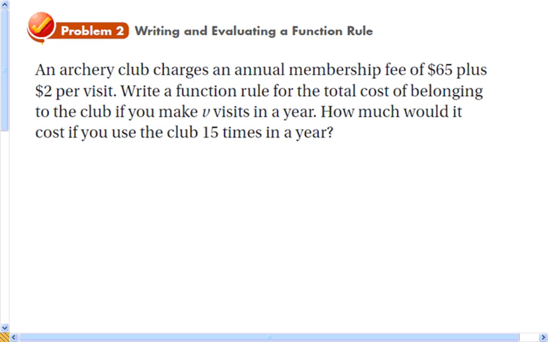All right, an archery club charges an annual membership fee of $65 plus $2 per visit. Write a function rule for the total cost of belonging to the club for V visits. So this is the cost function. So I think I'm going to use, well, we can use C for cost if we want. We can use T for total cost.